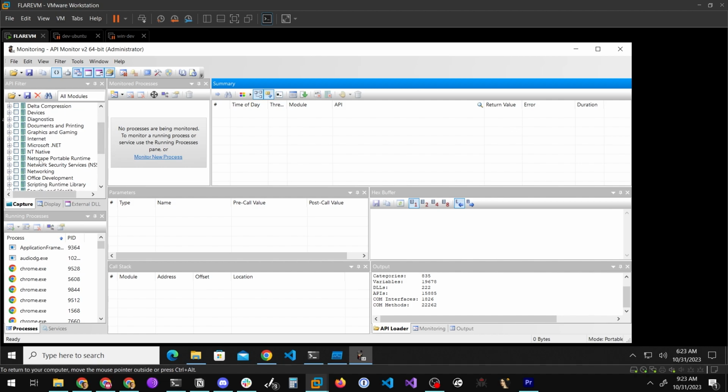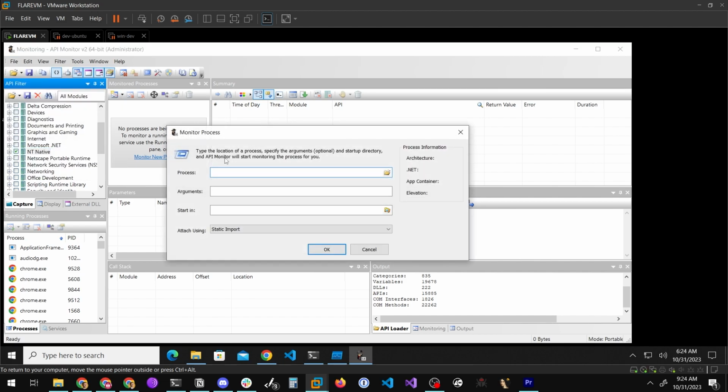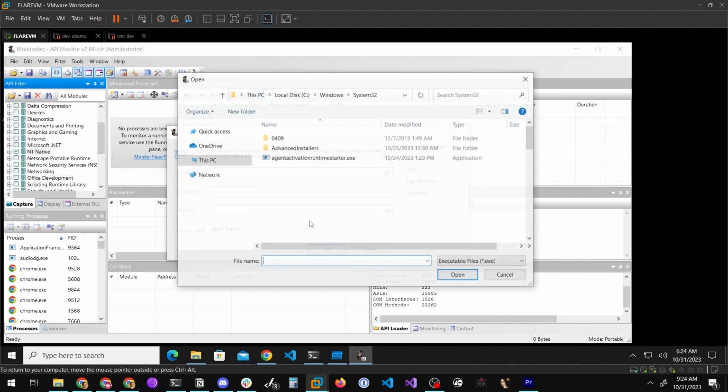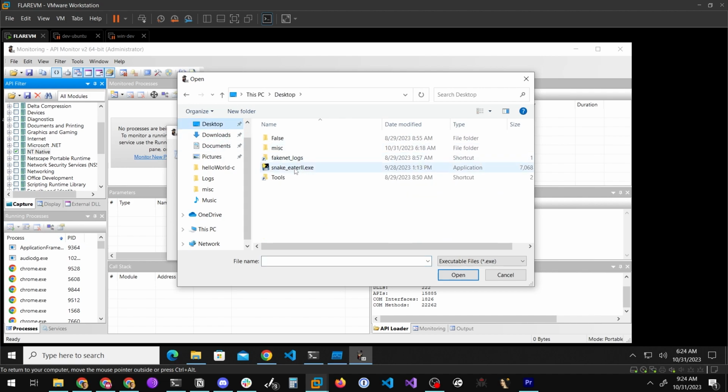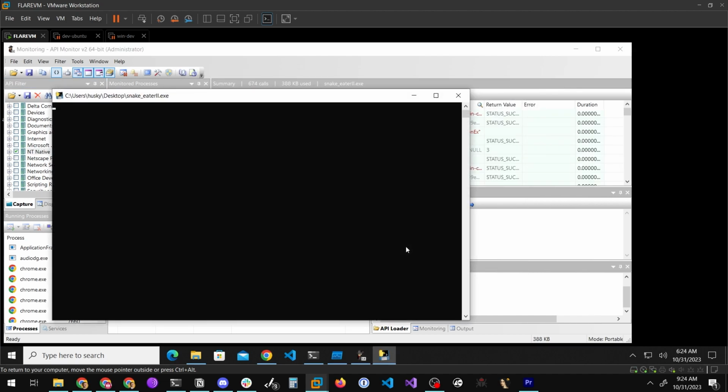So what we want to do, I believe it's going to be NT native. We can actually just check a bunch of these and pare it down a little bit. But the NT native calls we want to look at, we probably want to throw in undocumented there just for good measure. I think NT native and undocumented is going to get us what we're looking for. So once you've checked those two as the actual APIs that you want to watch, you're going to monitor new process, and you're going to go over and find Snake Eater 2, and you're going to kick this off.